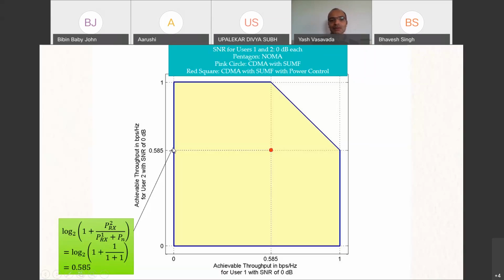So this is what user 2 of NOMA and user 2 of CDMA will do. They will be able to get a net rate of 0.585 BPCU.